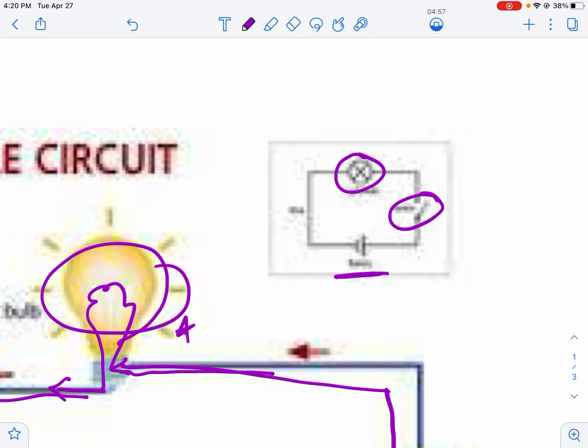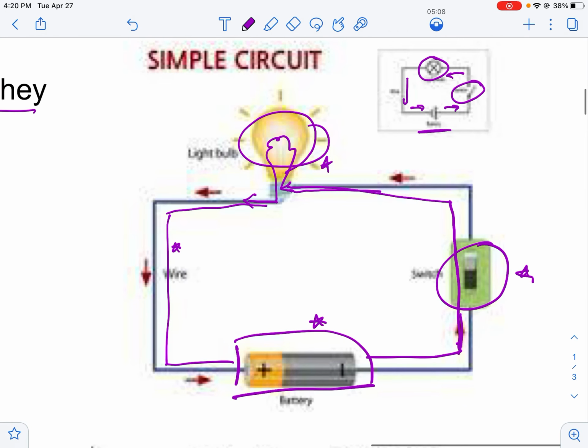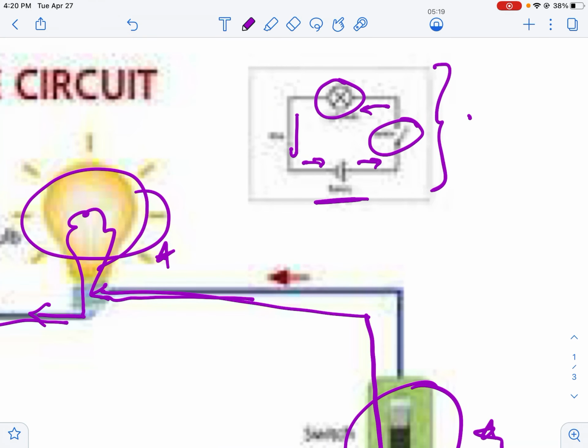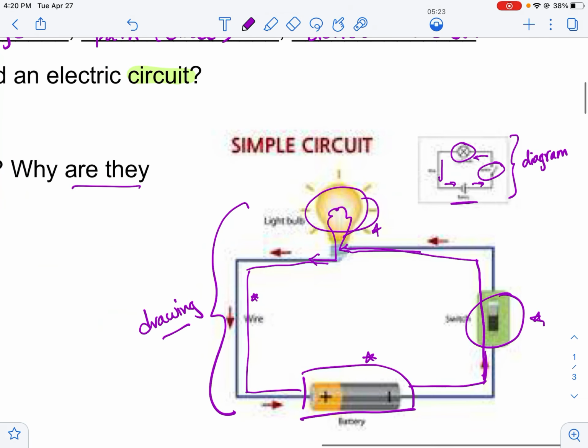Here's our light bulb, and finally the whole thing is connected with wires that show the path that the current is taking. Okay? So what we've done is we've taken a drawing which has actual objects on it, batteries, light bulbs, switches, and we've turned it into a diagram which is showing us all the same information. It's just doing it with standard symbols.